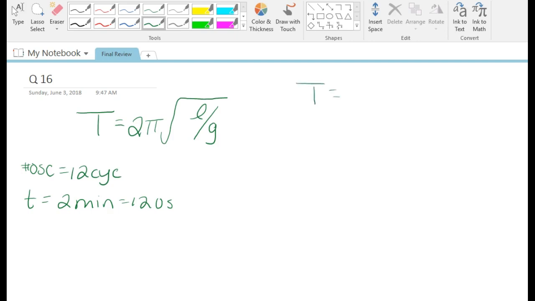Now in the equation we need period in order to find the length, so we have to take the time in oscillations and change that into period. So period is equal to time divided by number of oscillations, so that's going to be 120 divided by 12, which becomes 10. So that's going to be 10 seconds for the period.